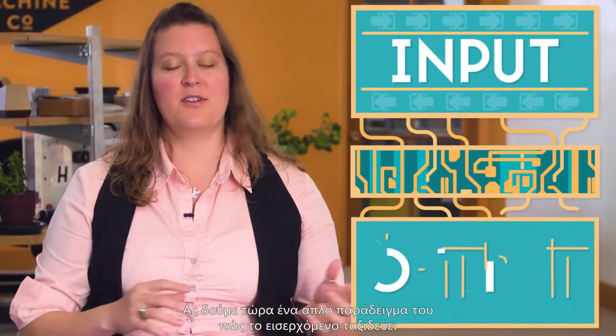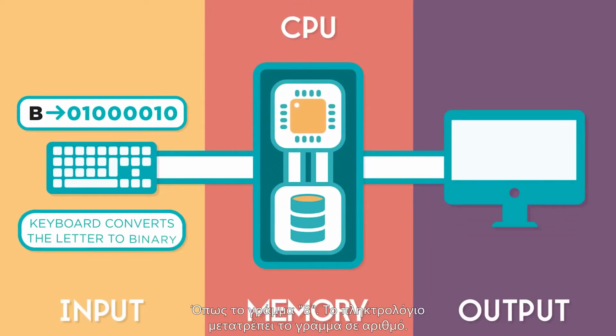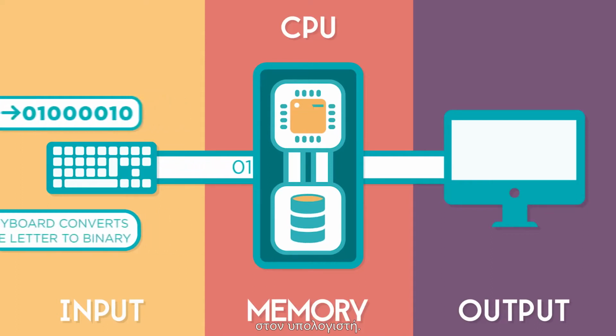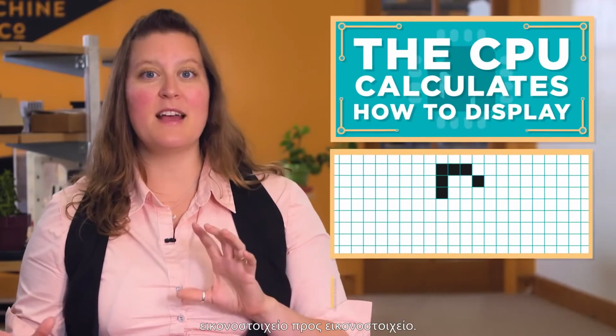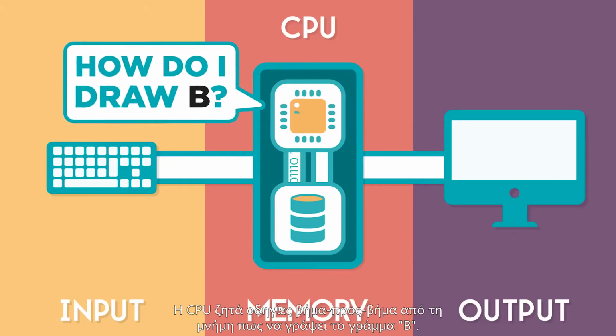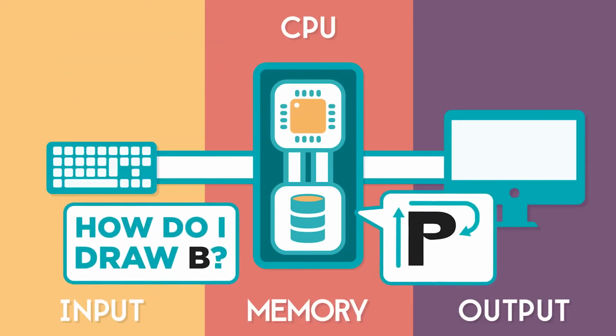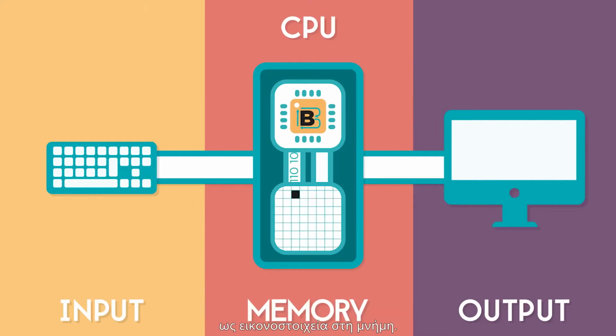Now let's look at a simple example of how input travels through a computer and becomes output. When you press a key on your keyboard, let's say the letter B, the keyboard converts the letter to a number. That number is sent as binary, 1s and 0s, into the computer. Starting from this number, the CPU calculates how to display the letter B pixel by pixel. The CPU requests step-by-step instructions from memory which tell it how to draw the letter B. The CPU runs these instructions and stores the results as pixels in memory.